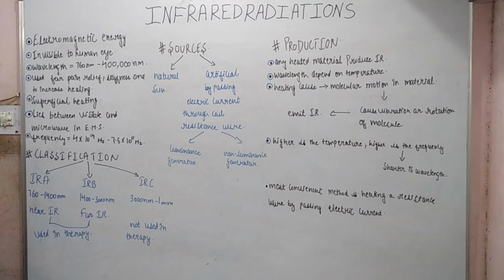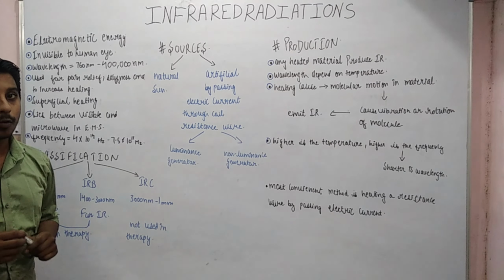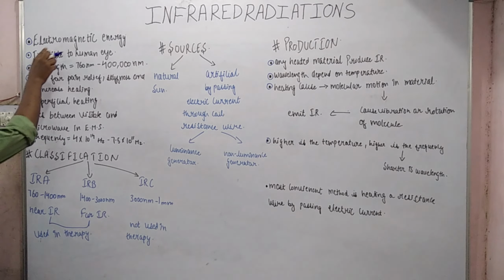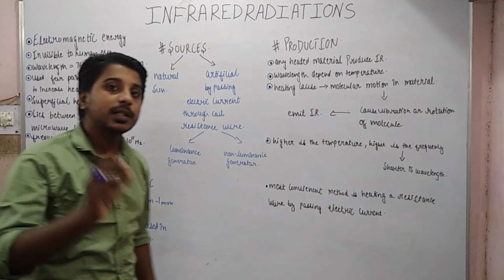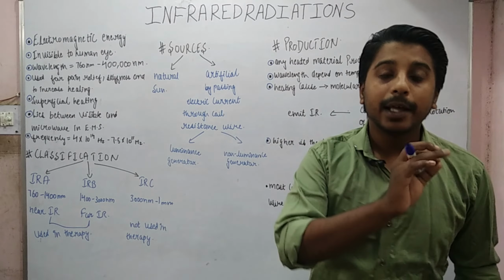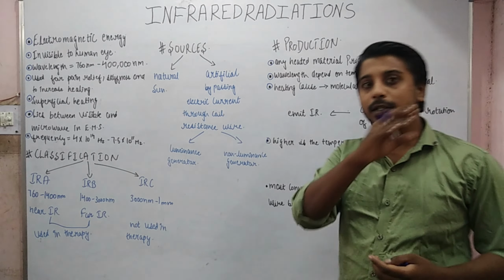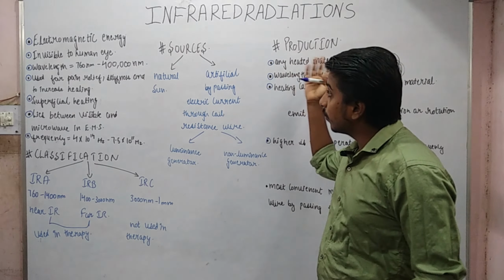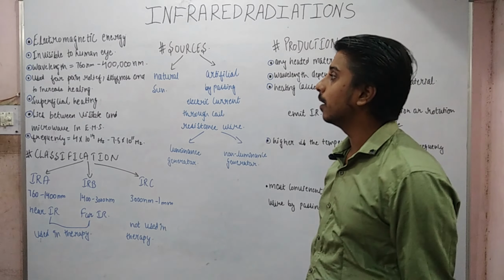Infrared radiations. As you have studied in the electromagnetic spectrum, there was infrared radiation, which means that it is an electromagnetic energy. It is invisible to the human eye. We cannot see the infrared radiation, unlike the visible electromagnetic energy which has Vibgyor. That is visible to us, but infrared radiation is invisible to us.